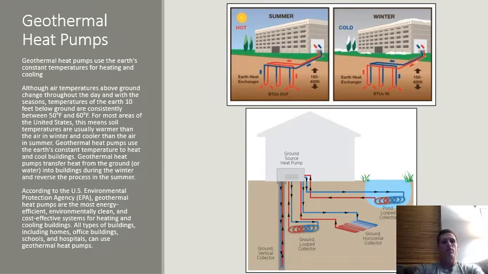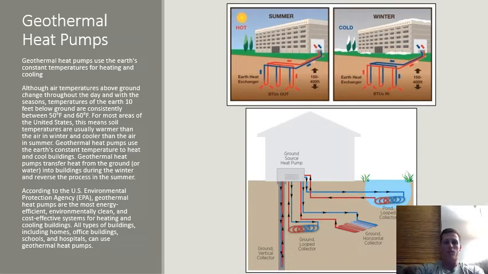So, geothermal heat pumps. These heat pumps utilize the Earth's constant temperature for heating and cooling. This is because the Earth's crust, about 10 feet below ground, is constantly between 50 and 60 degrees Fahrenheit. That means it's warmer in the winter and cooler in the summer, so you can utilize this to exchange energy to cool water in the summer and heat water in the wintertime.